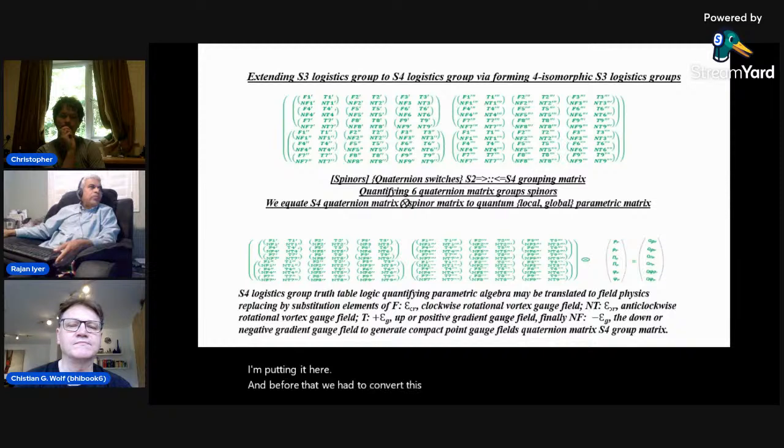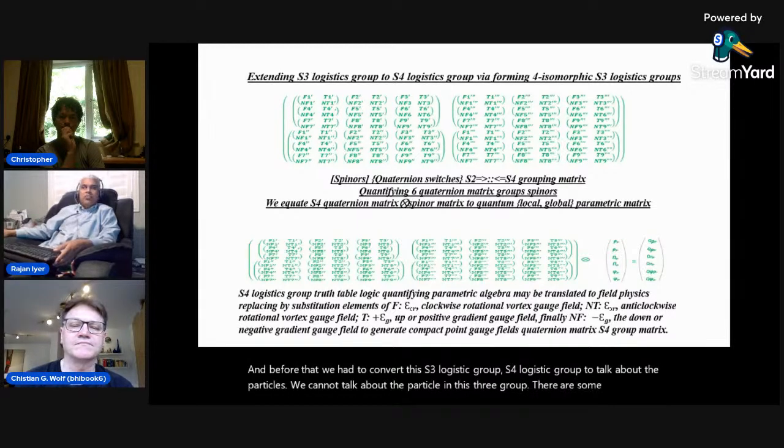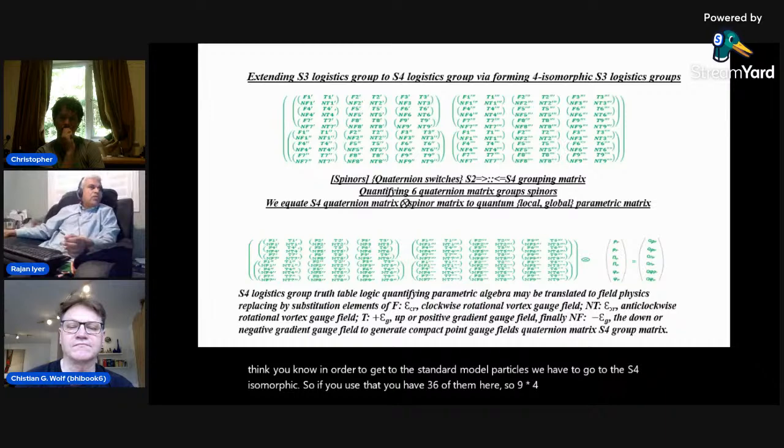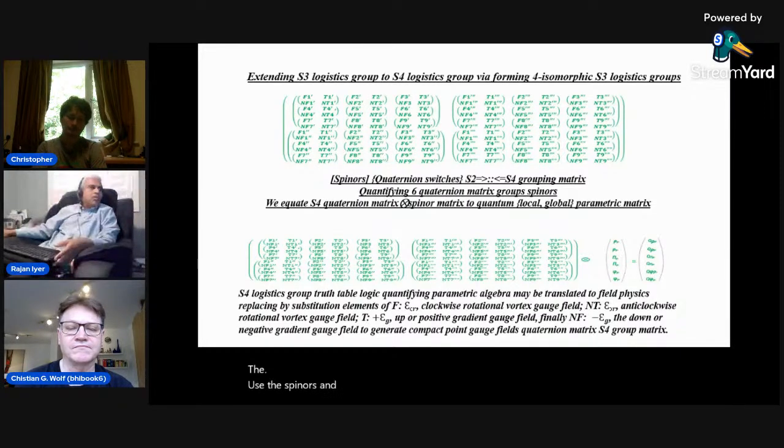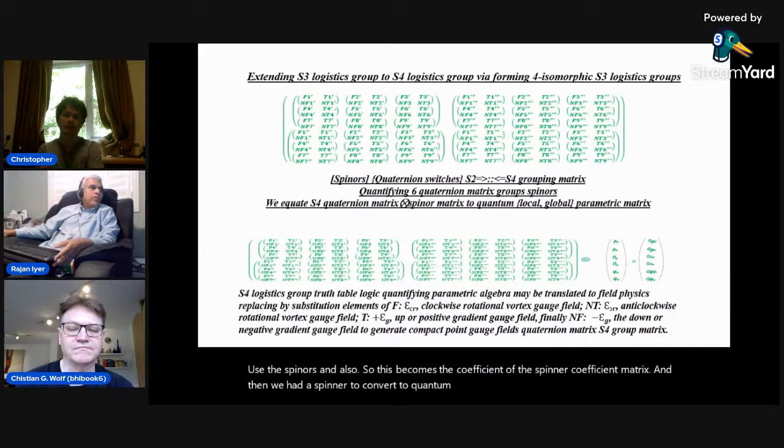Convert this S3 logistic group to the S4 logistic group to talk about the particles. There are some particles available in the S3 group, but in order to get to the standard model particles, we have to go to the S4 isomorphic. If you use that, you have 9 times 4, so 36 of the 2x2 matrices. Then we can use the spinors, so this becomes the spinor coefficient matrix, and then we have a spinor to convert to quantum variables. So this is the idea.